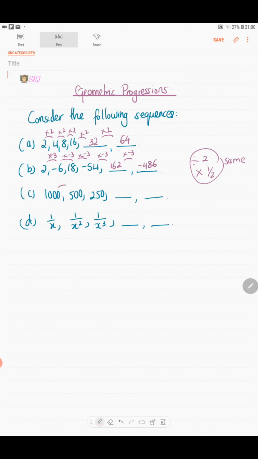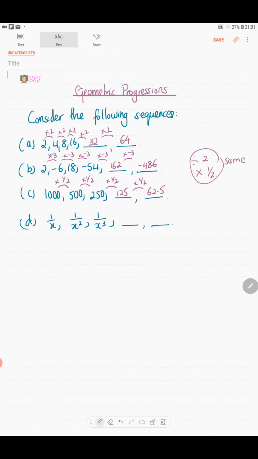Here we use multiplication. We say 1000 multiplied by half is 500. 500 multiplied by half is 250. Here 250 multiplied by half, which is 125. And next term is 125 times half, which is 62.5.